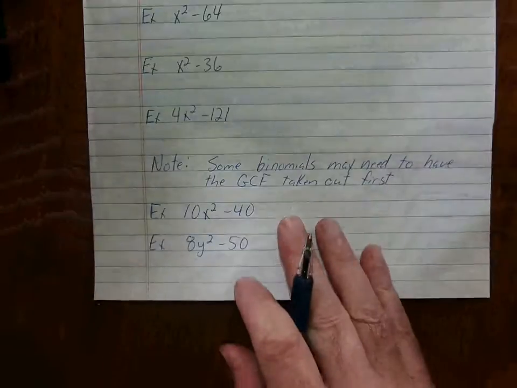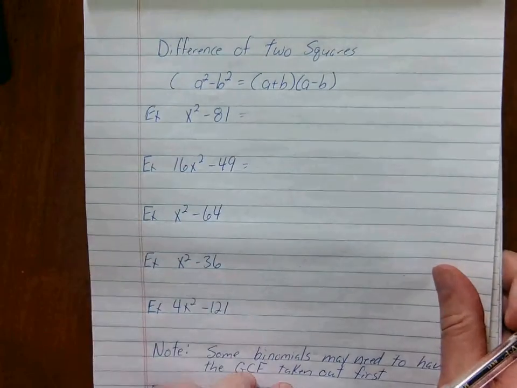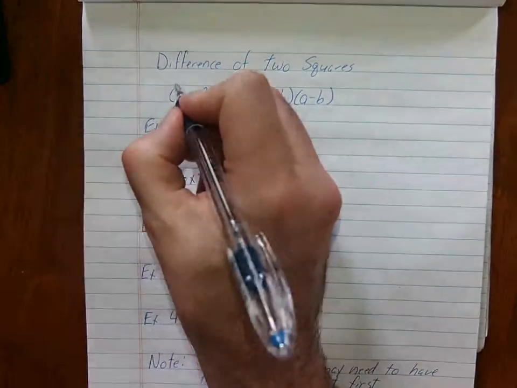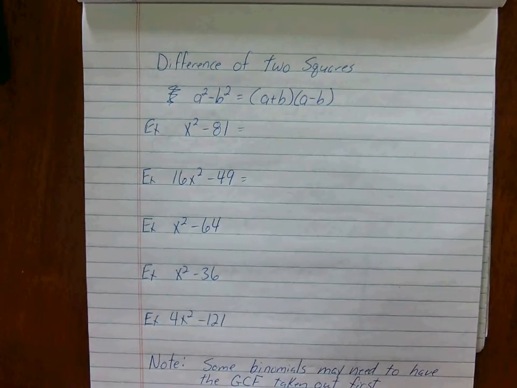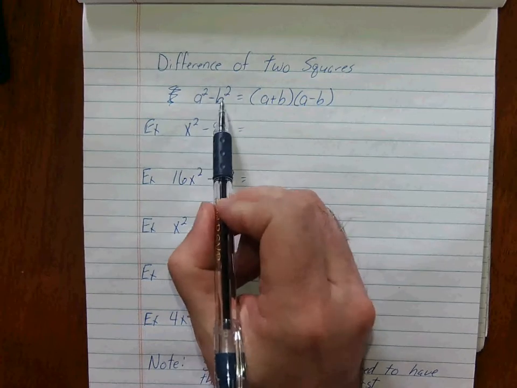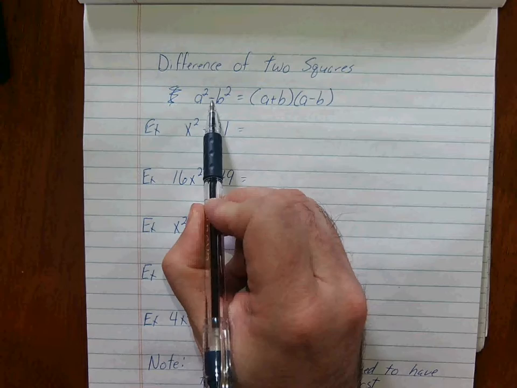Now we also have another type of special case here. This is called the difference of two squares. So the difference of two squares looks like this. You're only going to have two terms. They're both going to be perfect squares, and you're going to have a minus sign there.